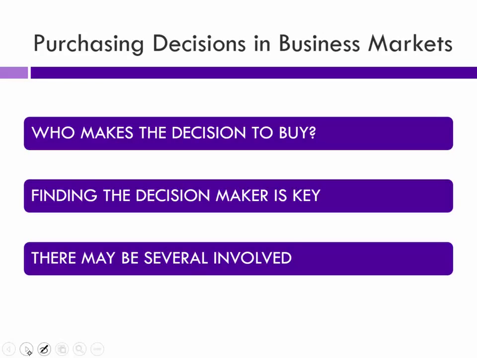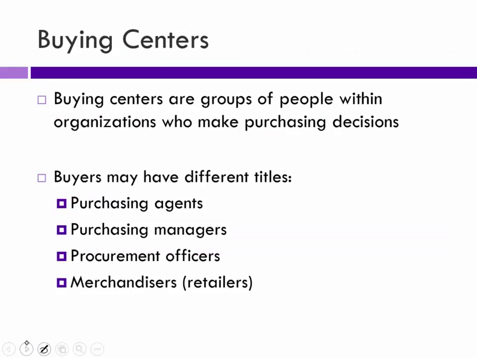So sometimes we have a whole buying center, where it's a group of people, and they'll have different titles, like the purchasing agent and the procurement officers, and different places will call it different things. But sometimes it's a whole group of people. Even where I work, if I want to purchase something that's over a certain amount, it has to go through all these people's approval before it actually gets done. I don't have the authority to do that, and the amount determines how many people it has to go through.